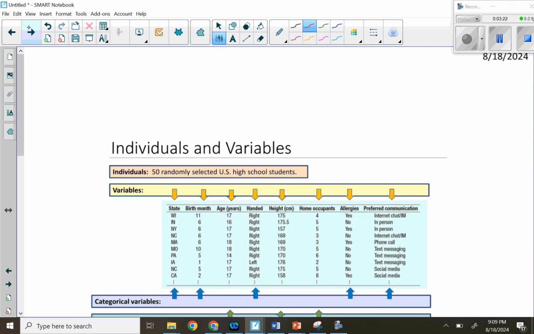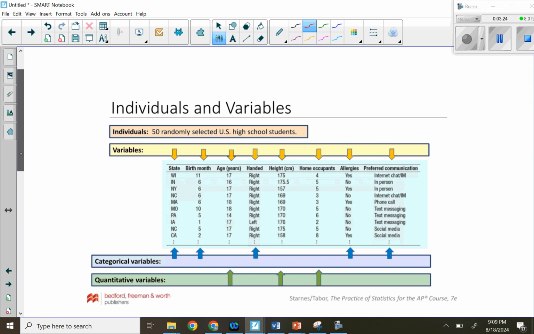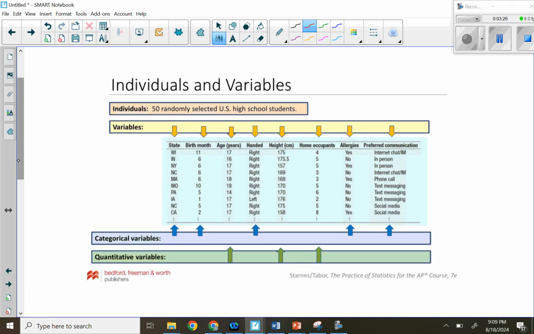More specifically, here we have an example. Our individuals are 50 randomly selected U.S. high school students. And these are different variables we can ask. We can ask what state they're in, their birth month, how old they are, if they're left or right-handed, their height, how many people occupy their home, do they have allergies, their preferred method of communication.